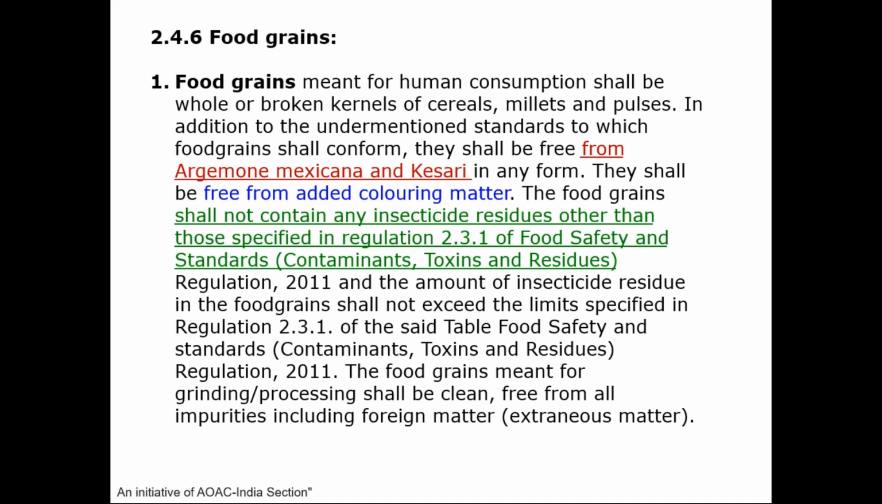But very often you will find that the tur dal or pigeon pea is colored with metanil yellow to hide the substandard. So when you wash the dal, if you get a yellow color, you know that it is adulterated. The food grains, it says, shall not contain any insecticide residues other than specified in Regulation 1. Actually, this wording is now being changed. It says the food grains should not exceed, should not be more than the residues which are specified.